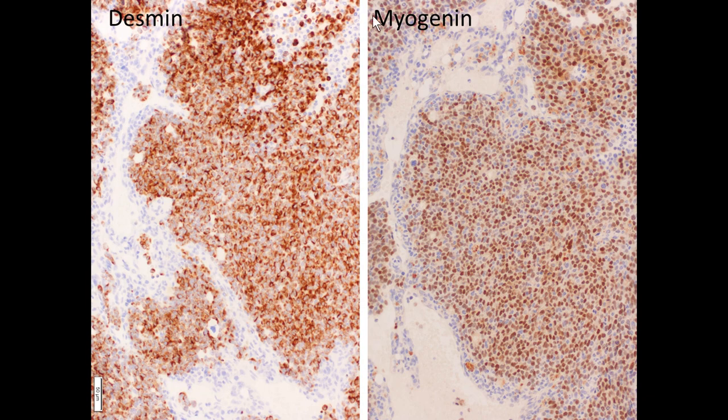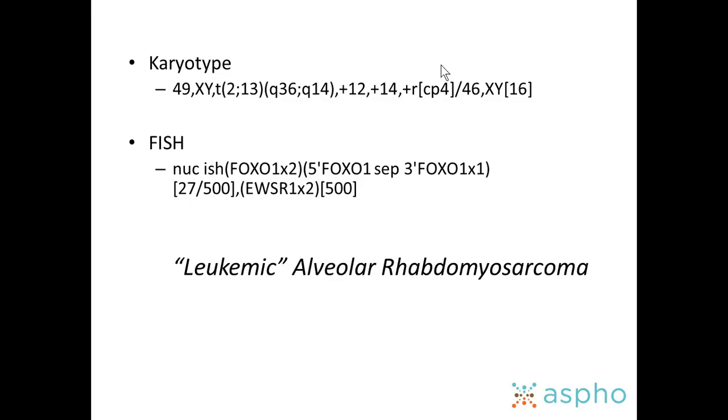desmin and myogenin. The karyotype came back with the translocation between chromosomes 2 and 13, and the FISH with the translocation involving the FOXO1 gene. And this is the one solid tumor that I've seen present as leukemia in the peripheral blood: leukemic alveolar rhabdomyosarcoma.